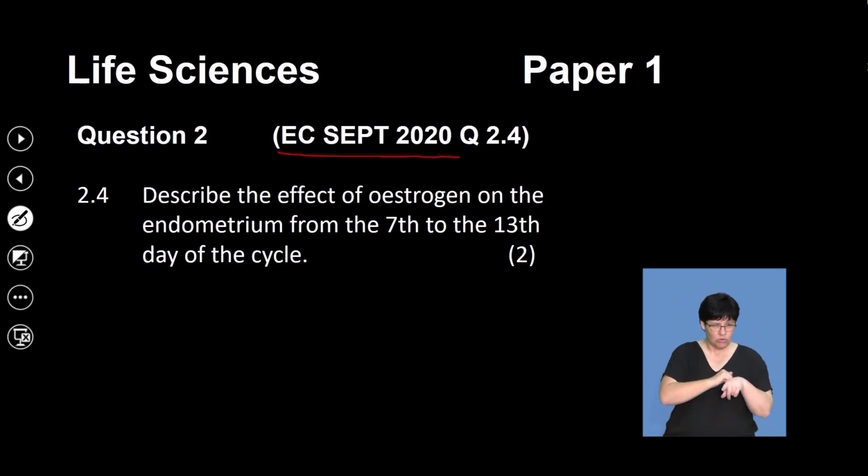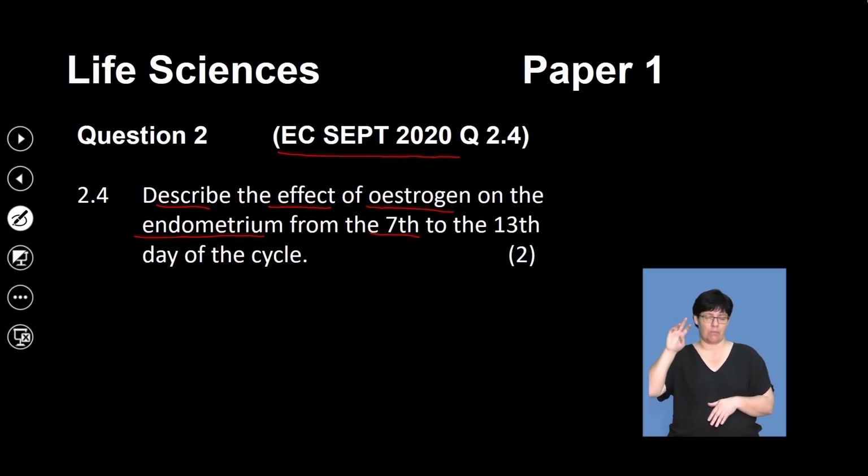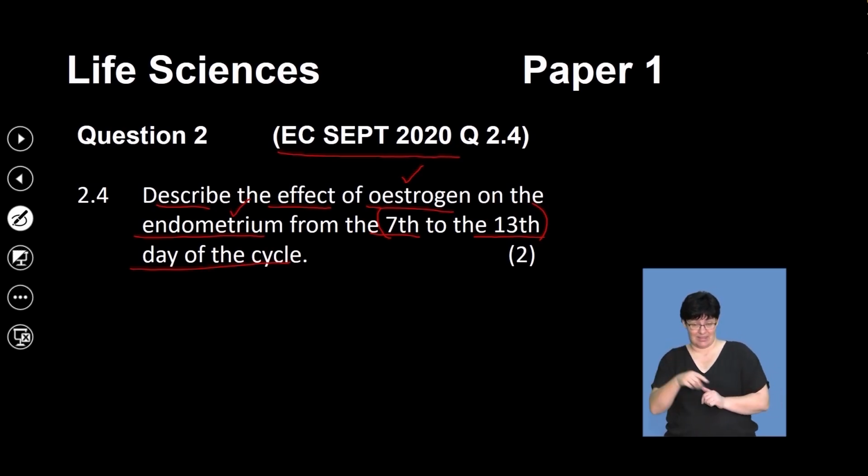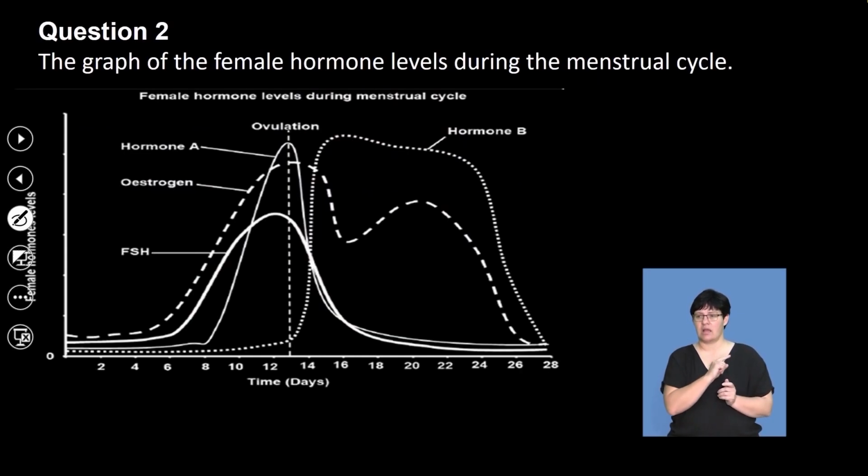So when we look at this question, the question requires us to describe the effect of estrogen on the endometrium from the 7th to the 13th day of the cycle. So let's get to the graph. So I'll read the question again. We need to describe the effect of estrogen, that's the first part. On what? The endometrium. And when? From the 7th to the 13th day. So we're going to get back to the graph, and because we've got it on two different screens, I'm going to go back to there.